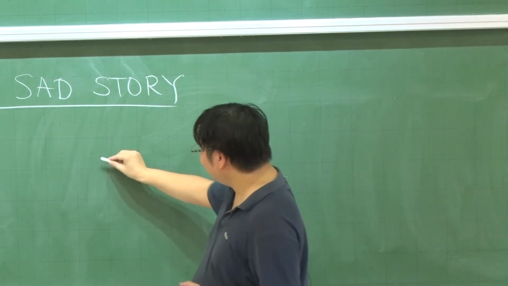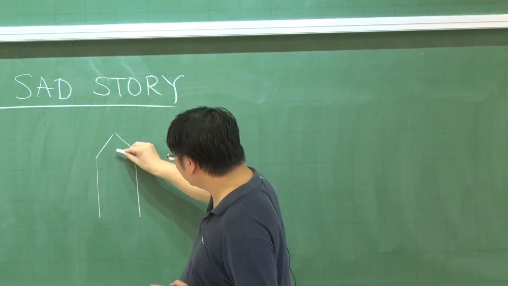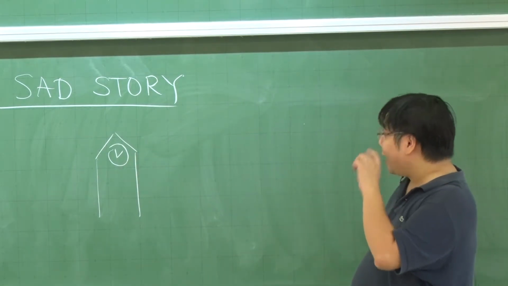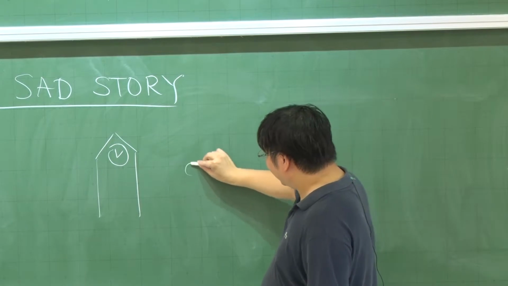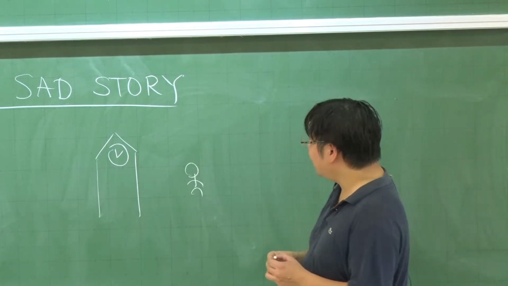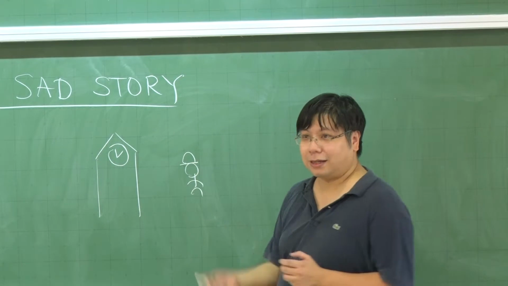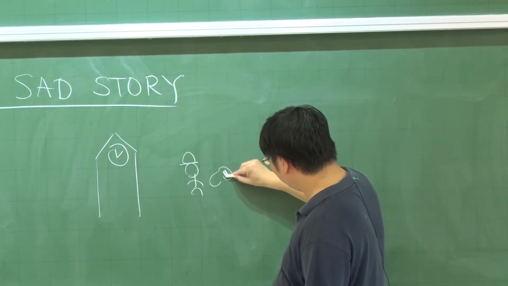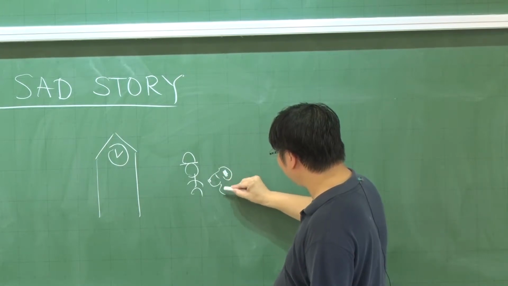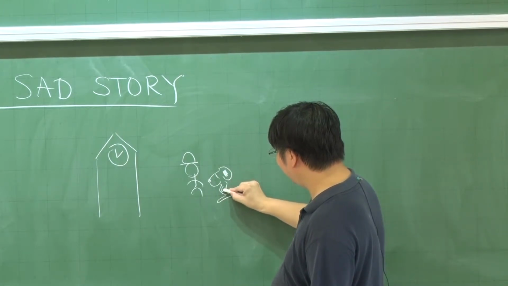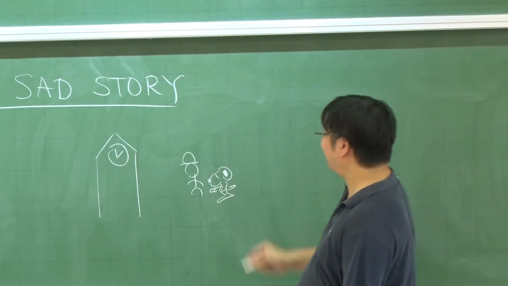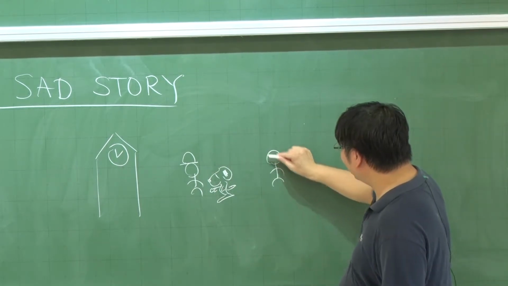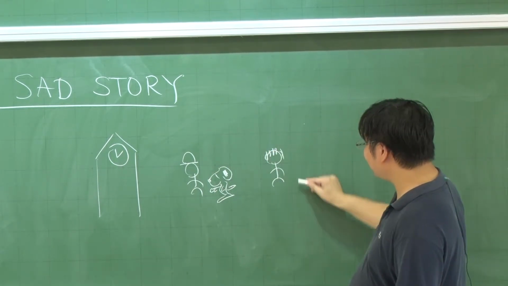So this is about a town, a town that has a city hall. There's a clock there, a city hall where people meet. And very interestingly, in this town, everyone has a dog. This little boy, girl, also has a dog.